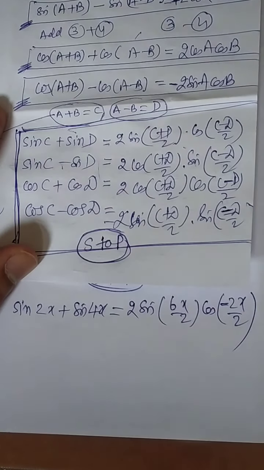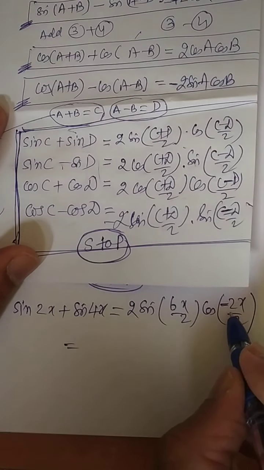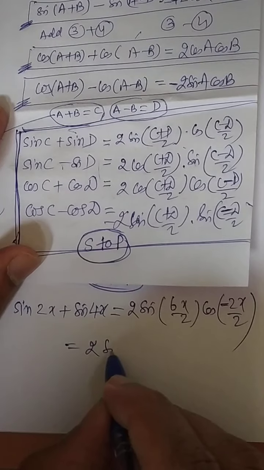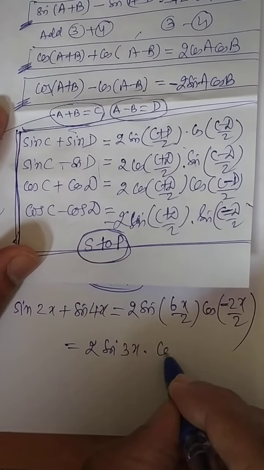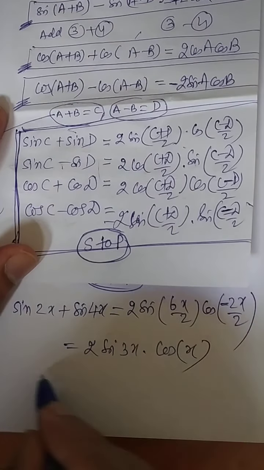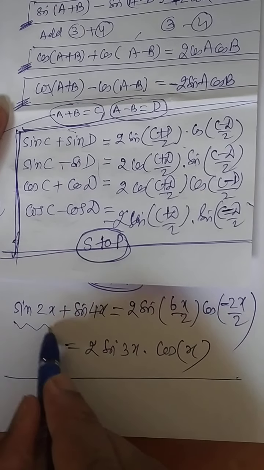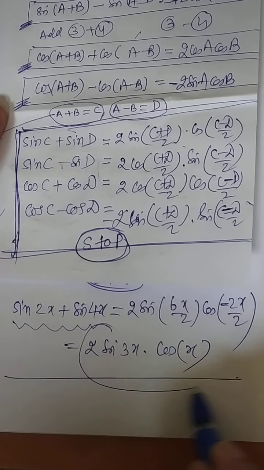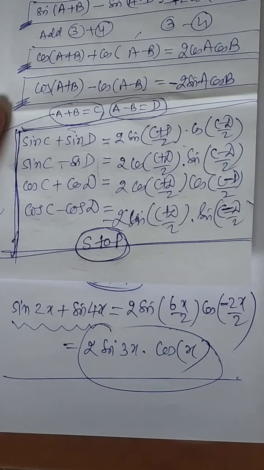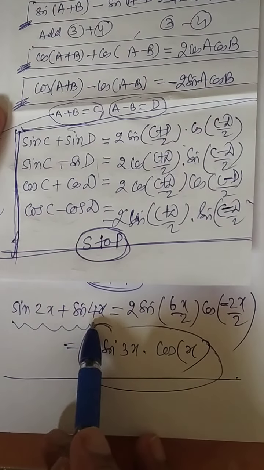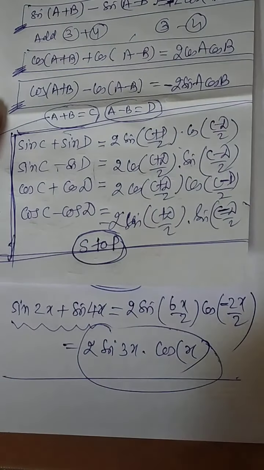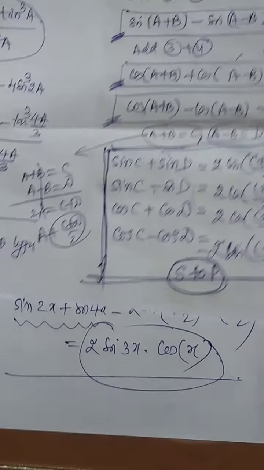Are you connecting? Now further simplify. Always write here minus. Next step you can simplify: 2 sine 3x into cos of x. Sum is given and you are getting a product form. So this is a logical arrangement. How to get sine? Sine and minus will be there, cos will be there. I am just putting one application of this one. Okay. Next.